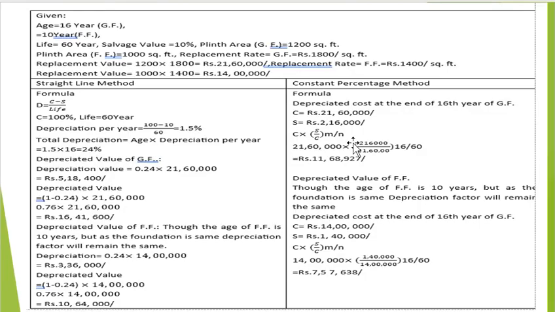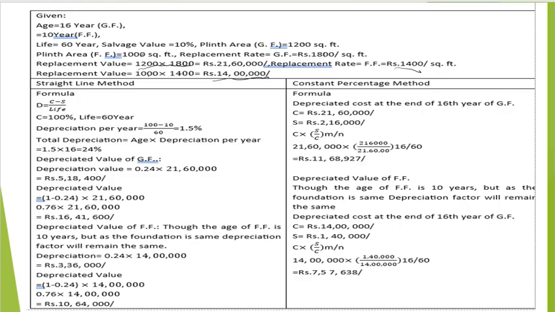So this is the given data: age is 16 years, and 10 years for the first floor, life is 60 years, salvage value is 10%, plinth area of the ground floor 1200 square feet, plinth area of the first floor 1000 square feet, replacement rate for the ground floor 1800. Replacement value of the ground floor will be 1200 into 1800, 21 lakh 60,000. For the first floor, the rate is 1400, so 1000 is the area, rate is 1400, so it will be 14 lakh.